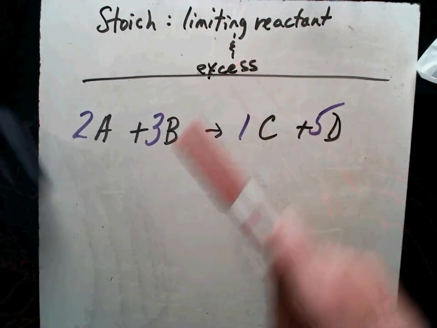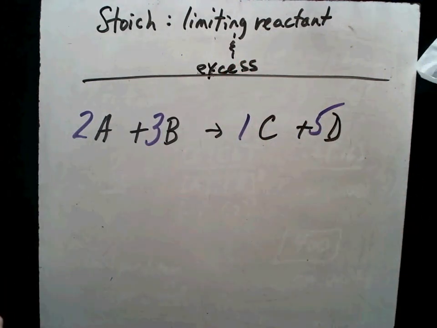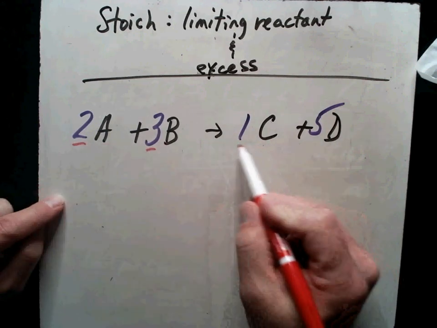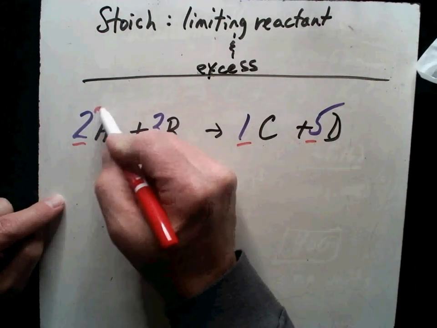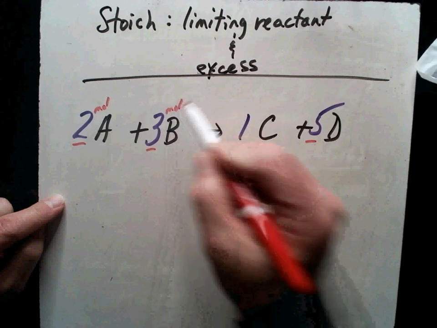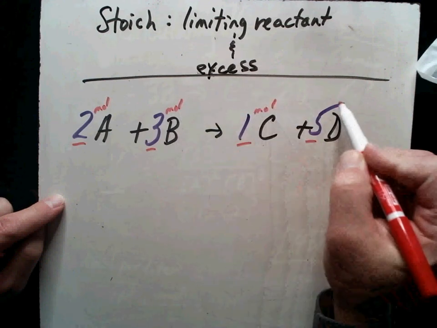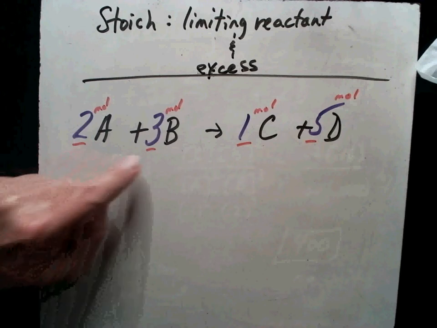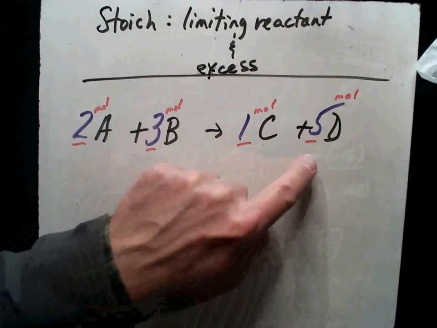So just a quick reminder of what we already learned. With stoichiometry, we know that these numbers are already in a unit. They're all in moles. The word mole is not going to be written. I'm just going to write it in as a reminder. So basically, 2 moles of this with 3 moles of this is going to make 1 mole of this and 5 moles of this. Very logical.